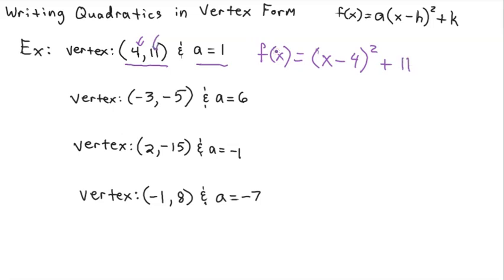And so it's going to be f of x equals (x minus 4) squared plus 11. Now let's move on to the second one here. a is equal to 6.